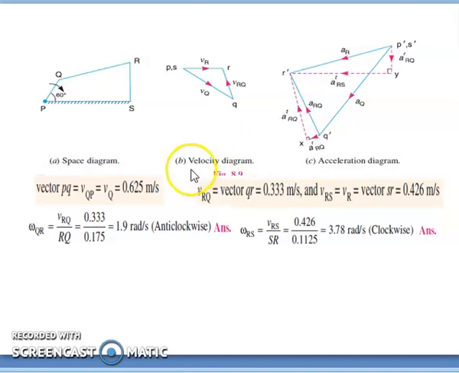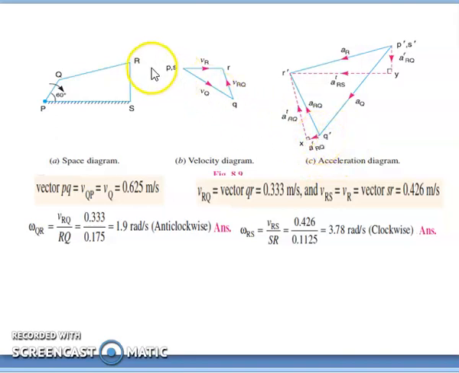We can find out the magnitude, because we know that it is V squared divided by PQ. So you know VQP squared, divided by the length of PQ, we will get the acceleration of QP. So knowing both the magnitude and direction, we will be able to fix the point Q dash.